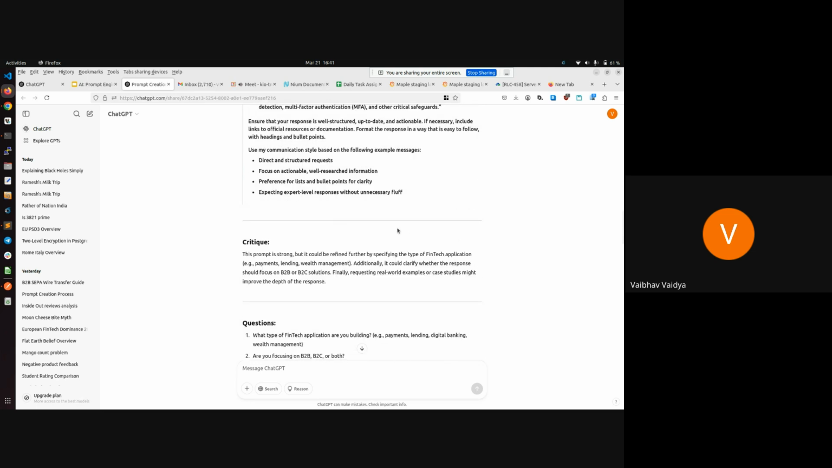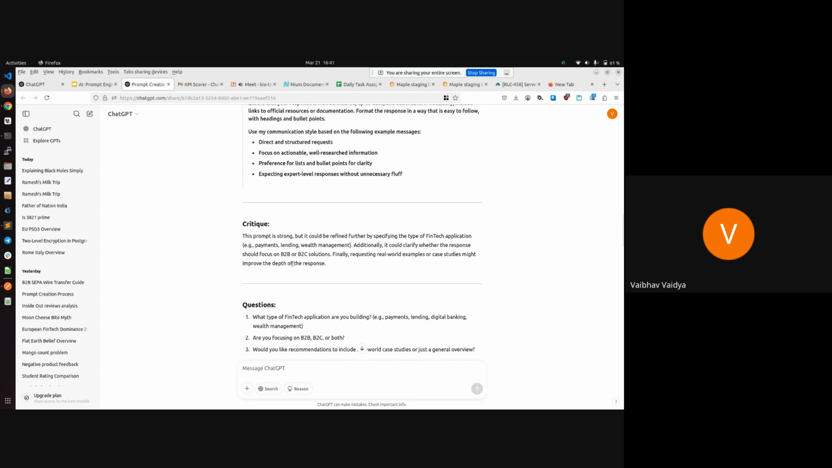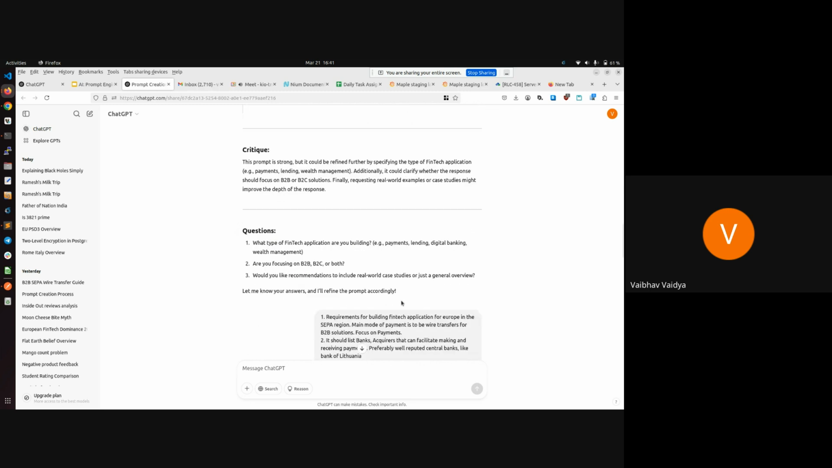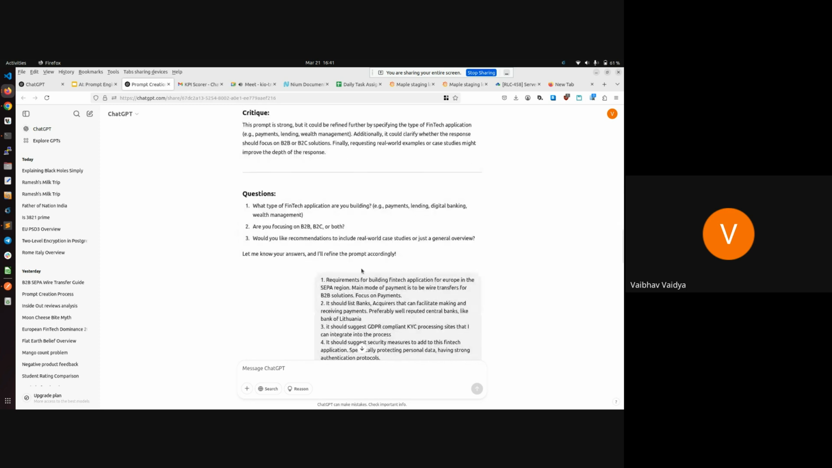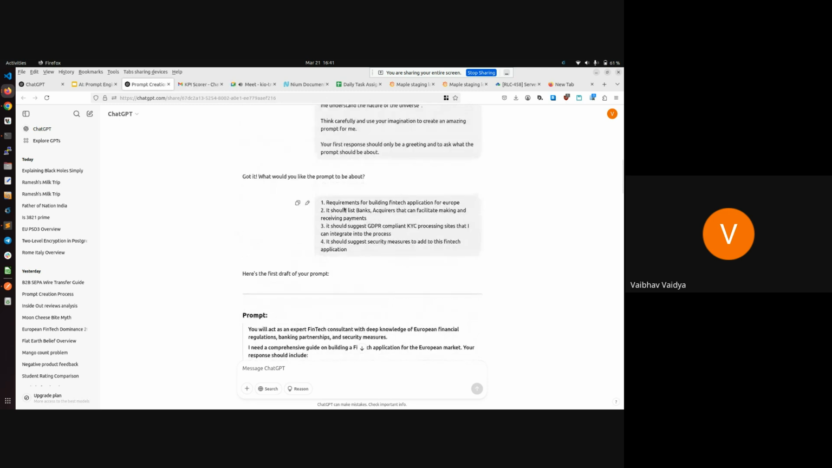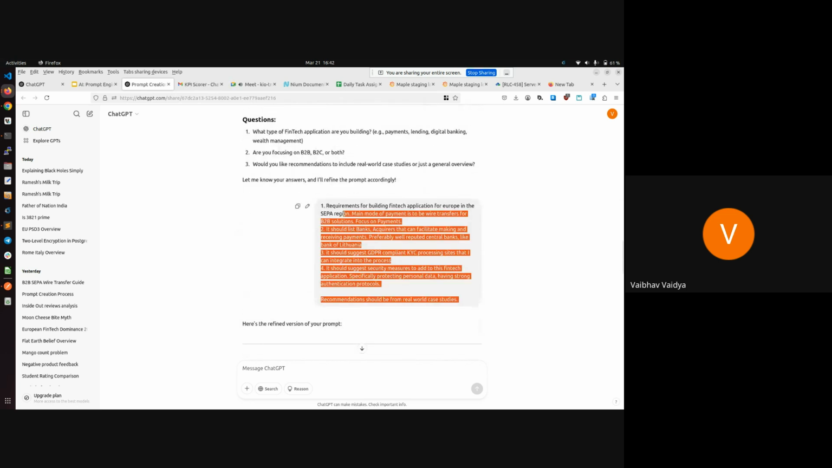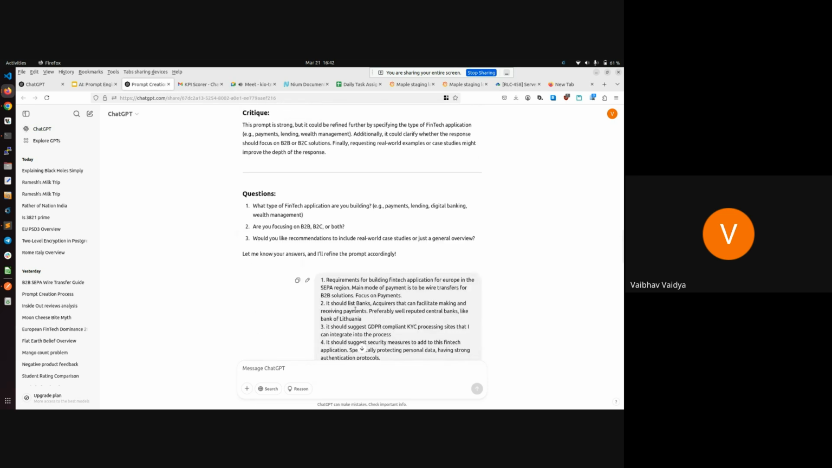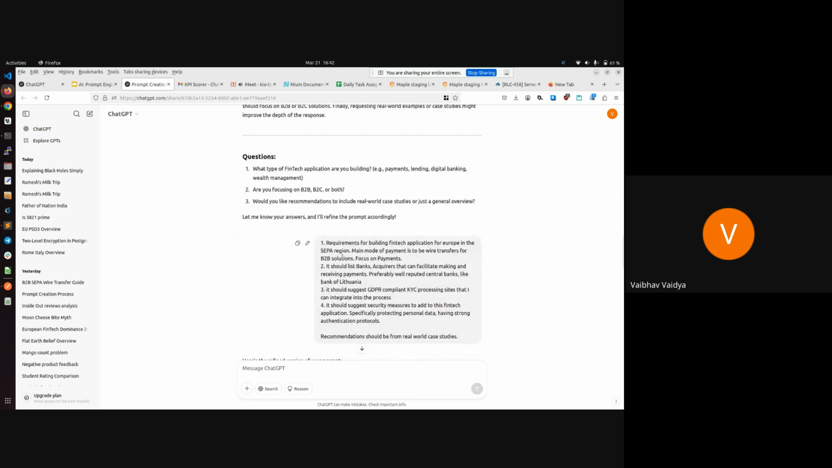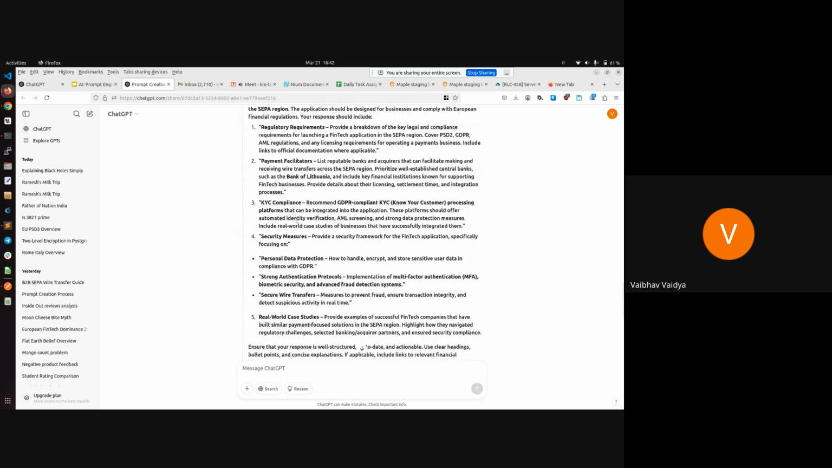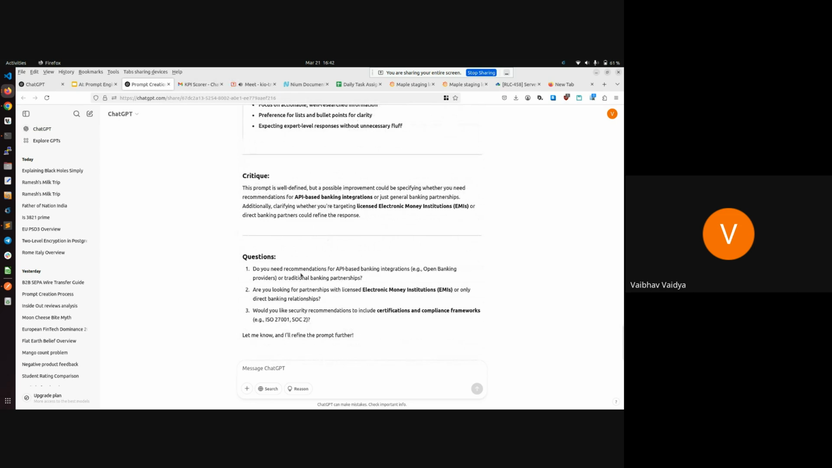Then it provided me a critic: Vaibhav, it shouldn't be that generic. You should specify whether you're focusing on a B2B or a B2C solution. It has also asked me questions, so I modified my first requirement. Number one, for building a fintech application for Europe, I modified that to say it should be in the SEPA region. As it critiqued me, I also specified whether it should be B2B or B2C, and then it gave me a new prompt. Now this prompt is sufficient for me.